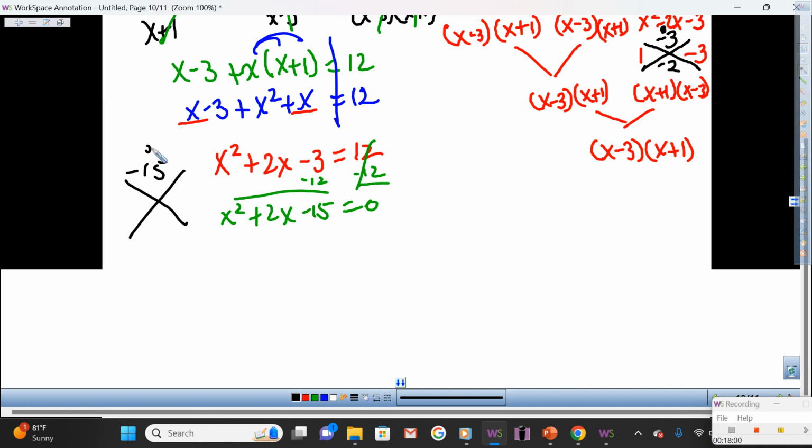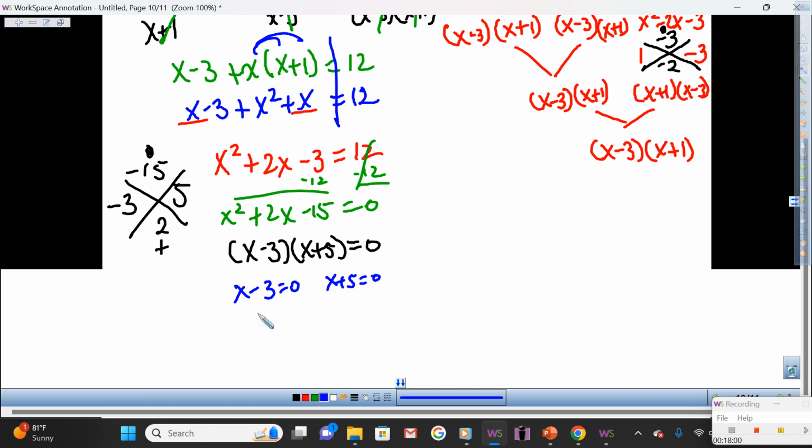Negative 15, positive 2. What factors of negative 15 give us positive 2? Negative 3 and 5. All right, x minus 3, x plus 5. Finish it off. What do we do from there? Maya G, what do I write? X minus 3 equal to 0, x plus 5 equal to 0, so therefore plus 3, x equals 3. Minus 5, x equals negative 5.